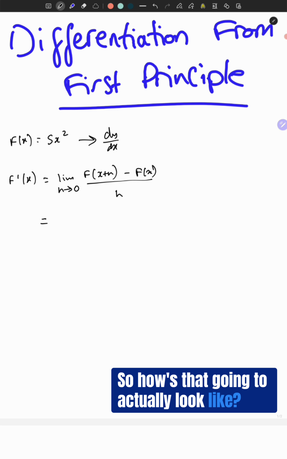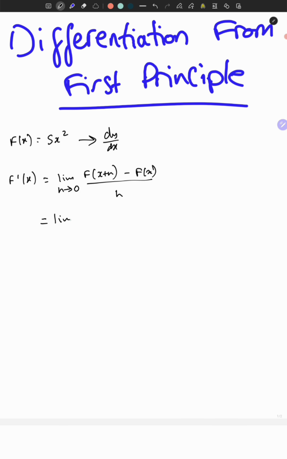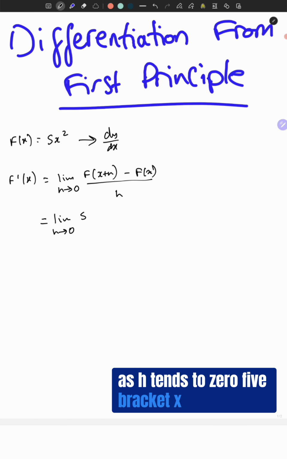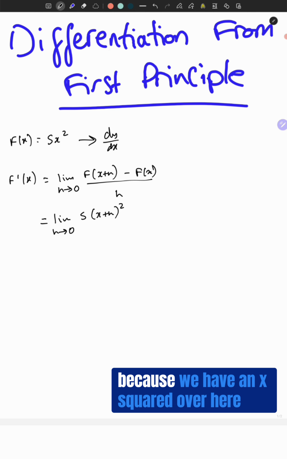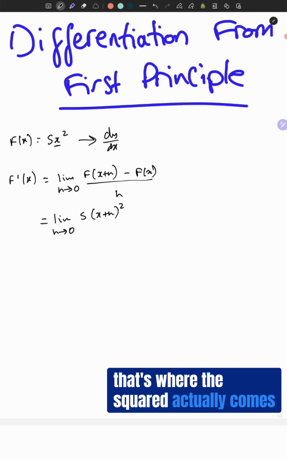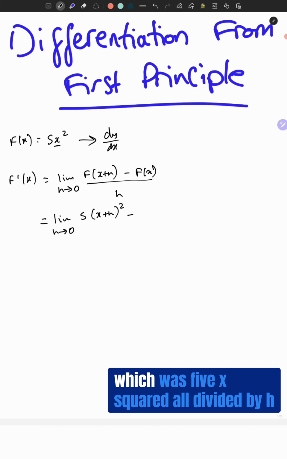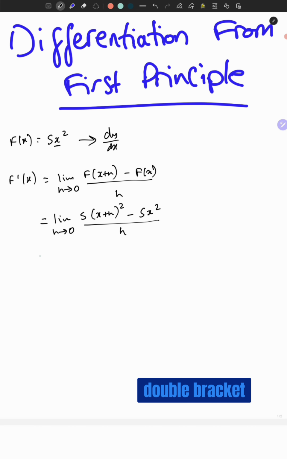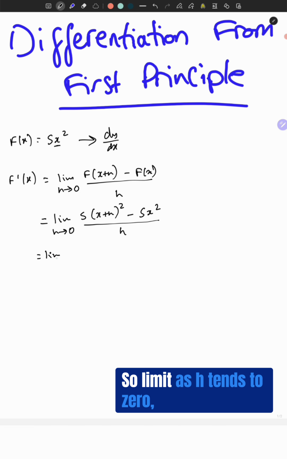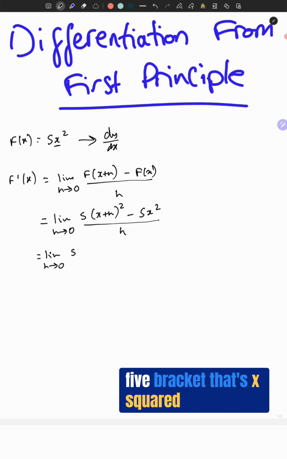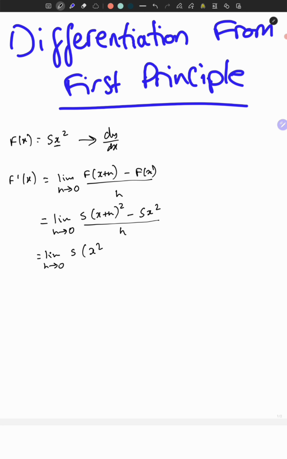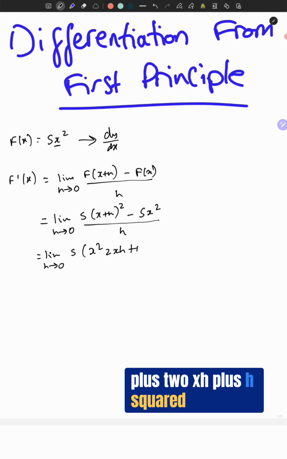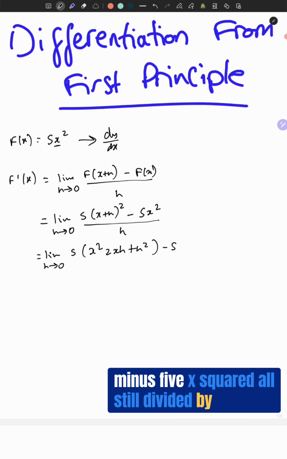So, how's that going to actually look like? Well, we are going to have the limit as h tends to 0, 5 bracket x plus h squared, because we had an x squared over here. That's where the squared actually comes from, minus our function f of x, which was 5x squared, all divided by h. Now, we are going to have to, of course, expand the double bracket that we have. So, limit as h tends to 0, 5 bracket, and that's x squared plus 2xh plus h squared, minus 5x squared, all still divided by h.